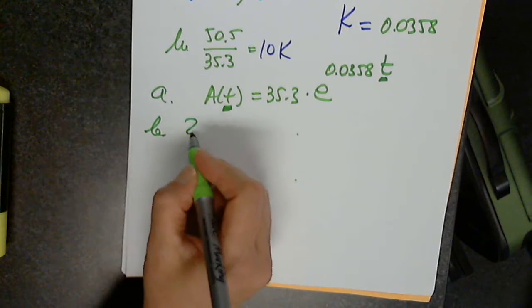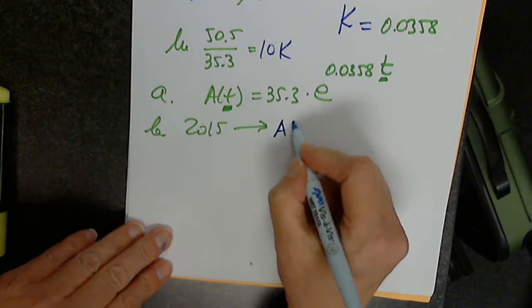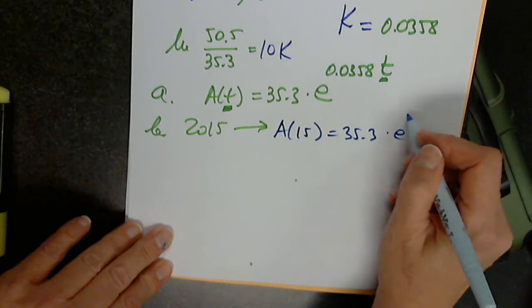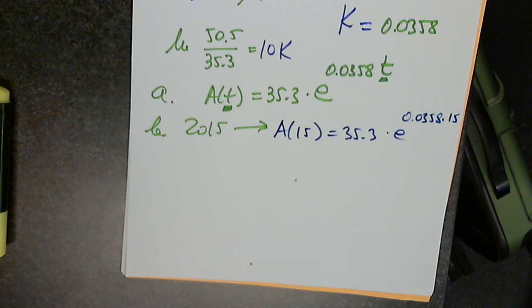Now in part B, we are asked to determine the population using the model we have. So how do I determine that? A of 15. A of 15, very good. So A of 15 is 35.3 times e to 0.0358 multiplied by 15. So please give me a number.